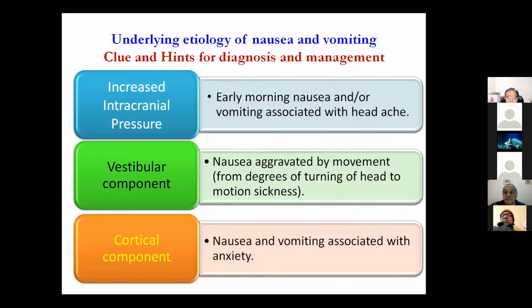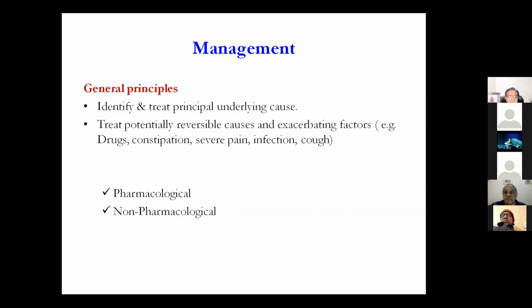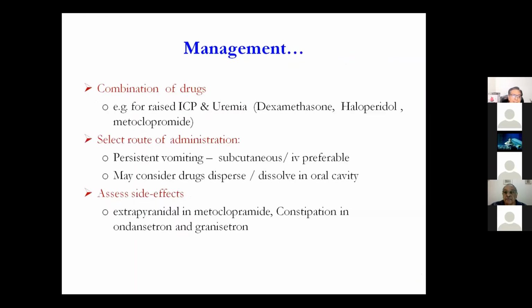If the nausea and vomiting is associated with anxiety, it is more of a sensory stimulus from the cortical area, and that also needs to be taken care of. So this will help us make a differential diagnosis when we are assessing these patients. The general principle, as I mentioned, is to identify the underlying etiology and try to treat it. And if there are some reversible causes that are causing nausea and vomiting, those also need to be corrected simultaneously while we are starting them on antiemetic drugs. And the therapy may include pharmacological measures, as well as certain non-pharmacological measures that are also useful for management of nausea and vomiting.